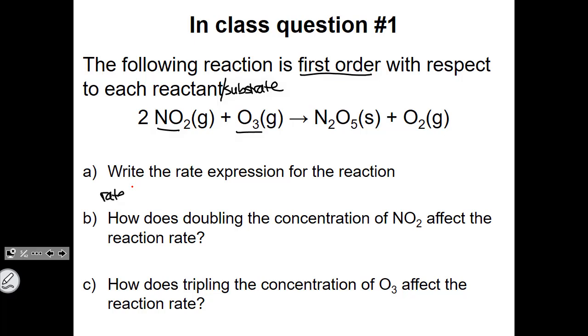And so the rate expression is always the rate is equal to the rate constant, K, times the concentration of nitrogen dioxide times the concentration of ozone, okay? And so there's a 1 implied here because the following reaction is first order with respect to each reactant or substrate. So if we double the nitrogen dioxide, the rate will double. If we double the ozone, then the rate will double. So it's first order with respect to each substrate, but that makes it second order overall.